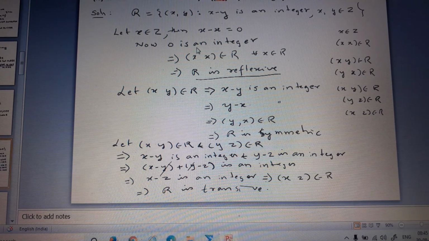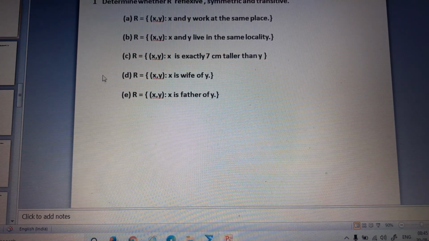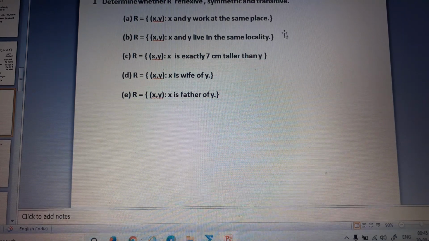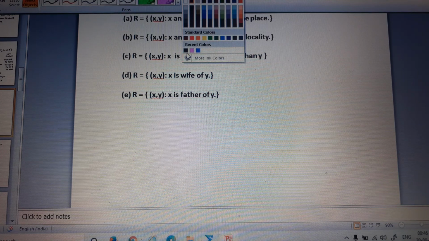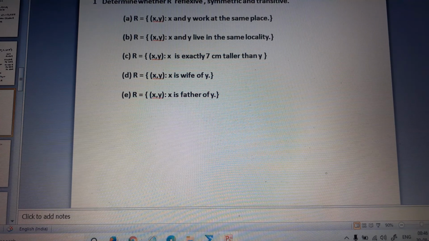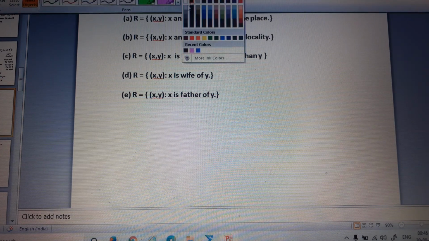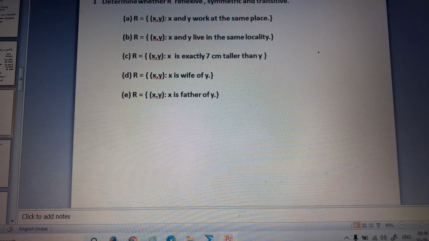So let us take the next question. So this is the next question. Determine whether R is reflexive, symmetric and transitive. Here I don't think I have to solve all the questions. I will just discuss here because we have done a sufficient number.